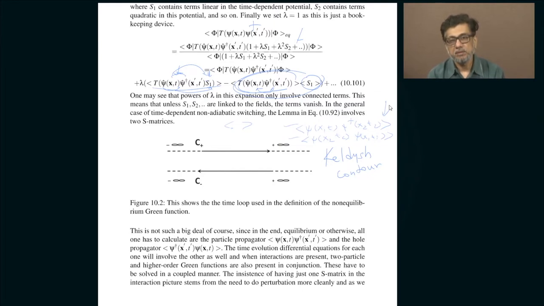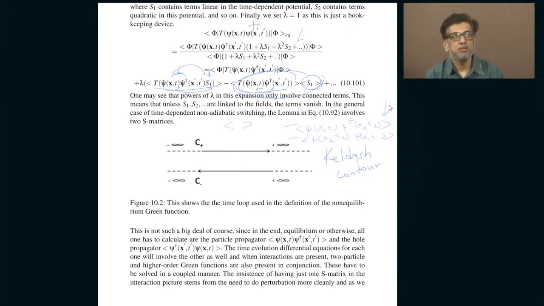So, it is better to see if there is some way in which you can have a situation where the equation of motion for the one particle Green's function will involve only the one particle Green's function and not anything else. If you want to achieve that goal, it is not going to be possible if you do the naive or obvious thing, which is to deal with the particle and hole Green's functions separately. So, it is important in that case to be clever about it.